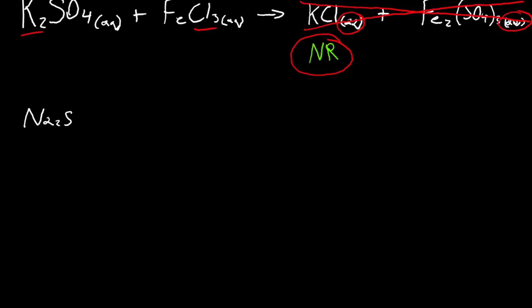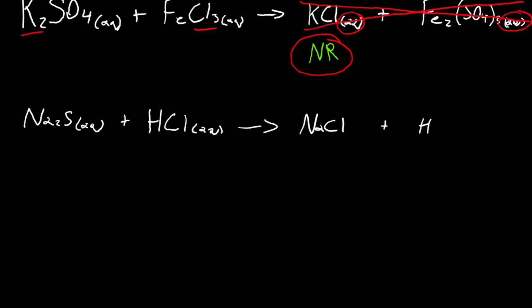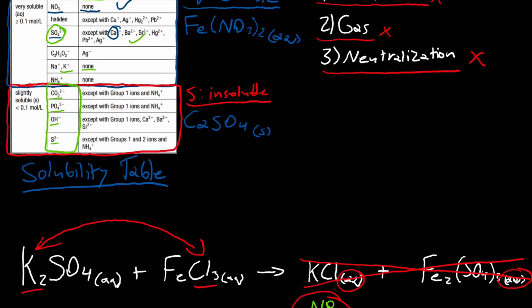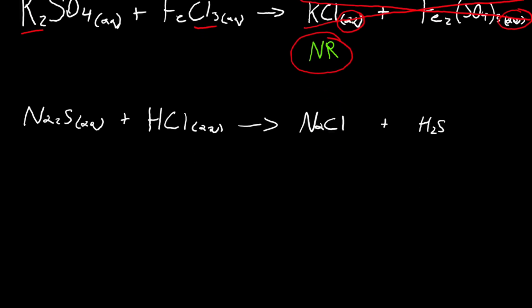What if we had sodium sulfide being added to hydrogen chloride? Both are aqueous, and they turn into NaCl and hydrogen sulfide. Taking a look at the solubility chart, sodium is a soluble ion, and there are no exceptions to it being soluble, so we can write AQ, showing that it can be dissolved in water. As for the hydrogen sulfide, this is a gas. Careful, do not write AQ.